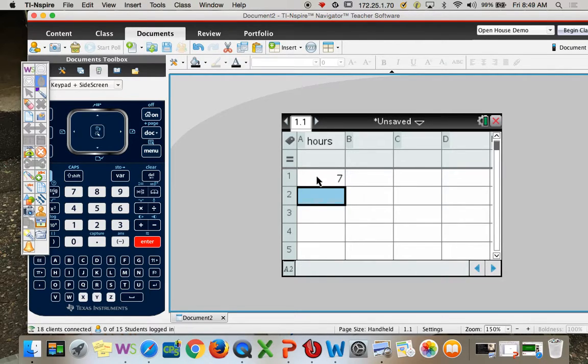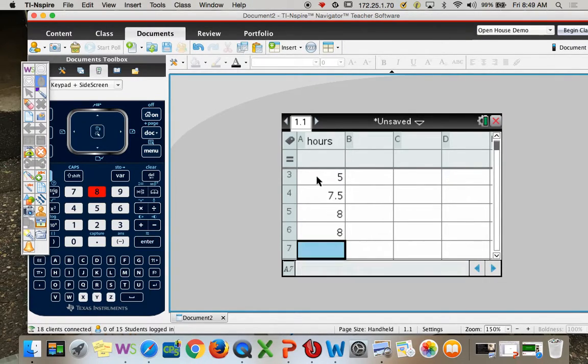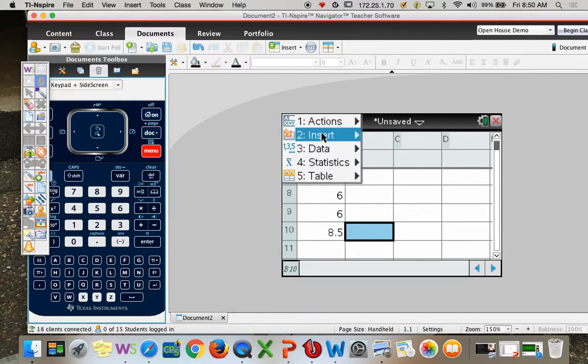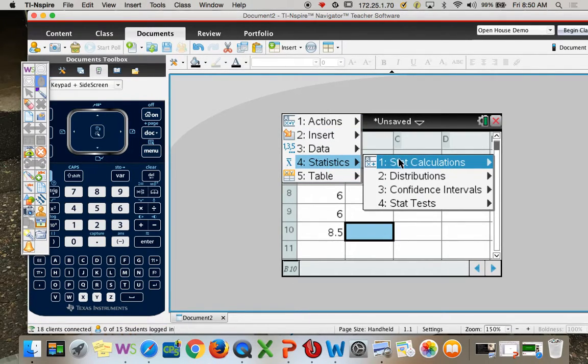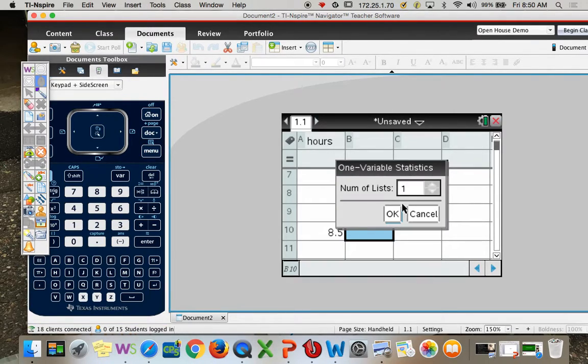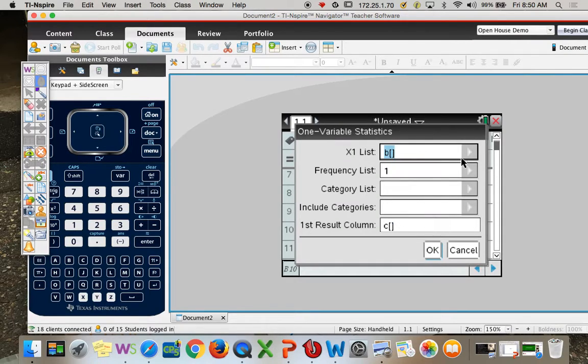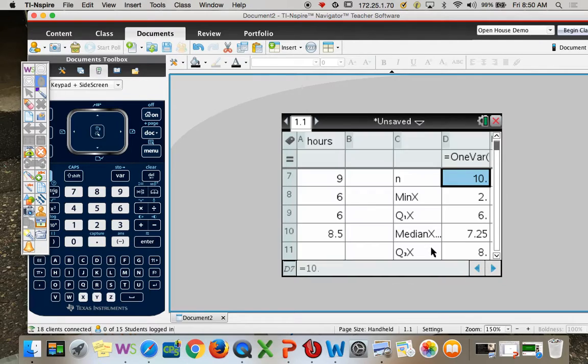So we have 7, 2, 5, 7.5, 8, 8, 9, 6, 6, 8.5. All right, so there's 10 pieces of data. We go to a cell that doesn't have a number in it. Go to Menu, Statistics, Stat Calculations, One Variable Statistics. We only have one list, and we're going to find our list. It's called Hours, and hit OK.